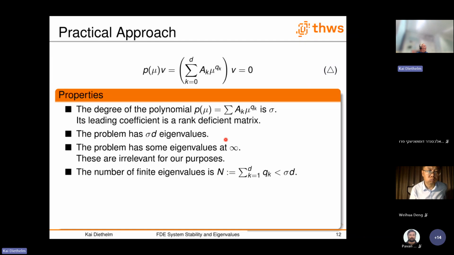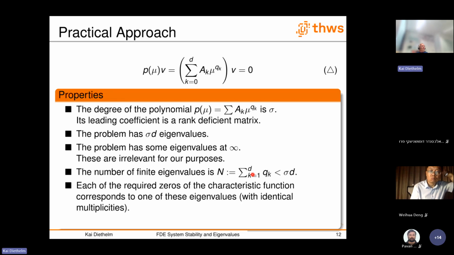We can also find out how many finite eigenvalues it has. To this end, you have to add up all the qk's. And because each of the qk's is less than or equal to sigma, and only one of them is equal, that sum is smaller than sigma times d. So this number capital N, the number of finite eigenvalues, is always smaller than the total number of eigenvalues.